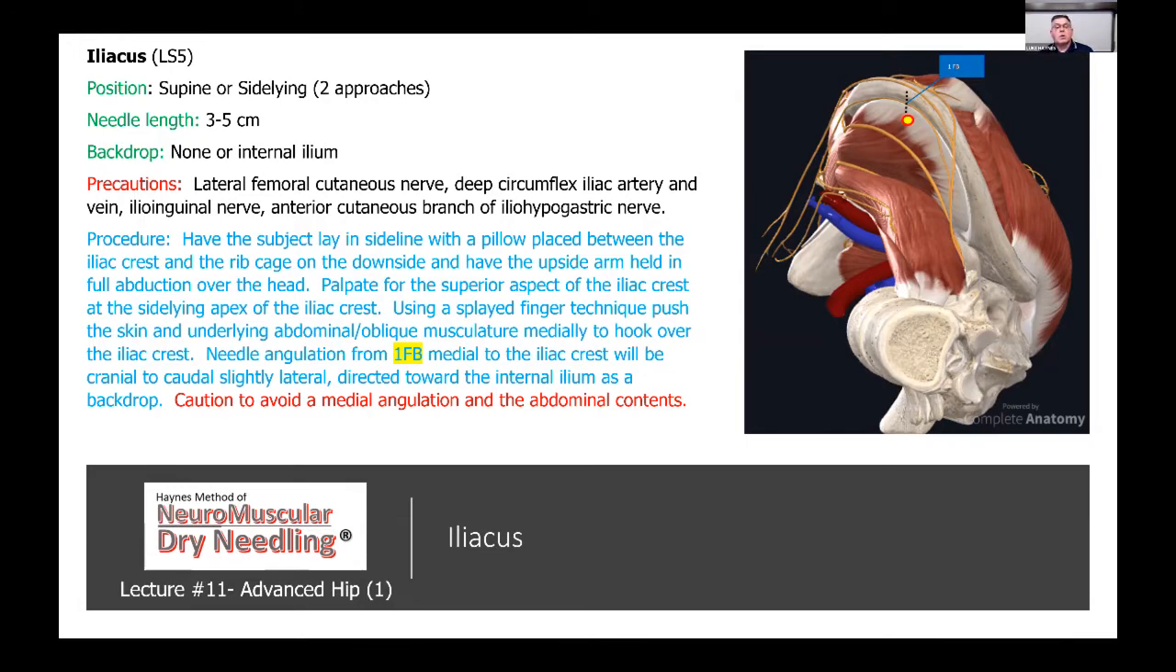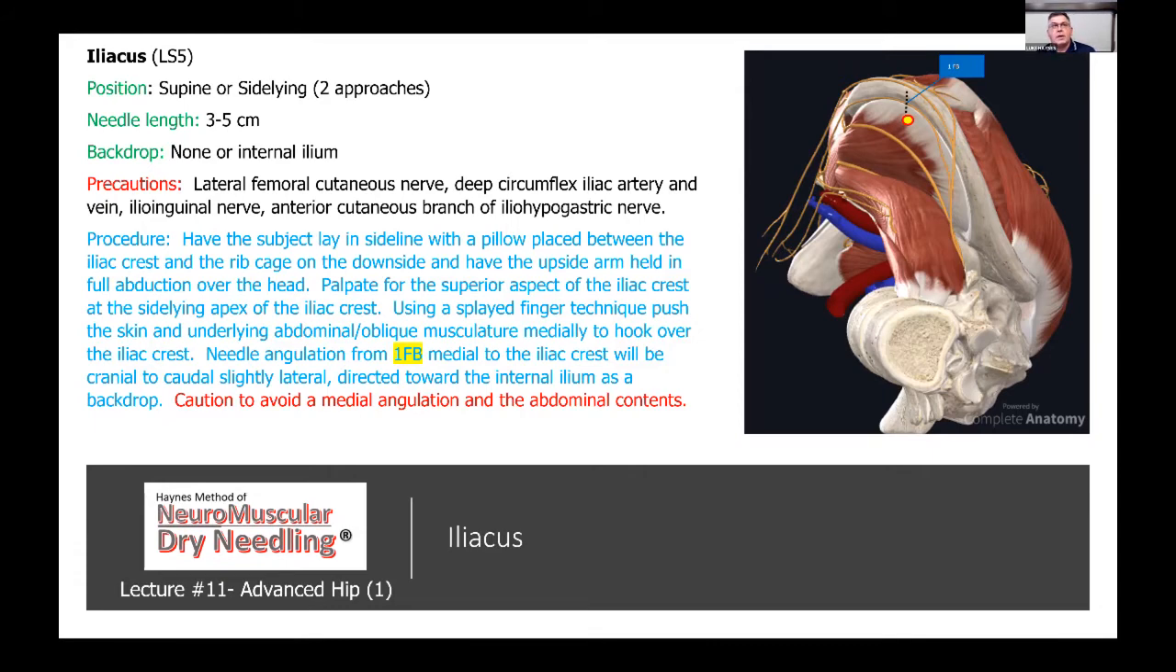the iliac crest. We're going to use a splayed finger technique and push the skin and underlying abdominal oblique musculature medially to hook over the iliac crest. Here, the needle angulation is going to be from 1 finger breadth medial to the iliac crest, and it will be cranial to caudal with a slight lateral angulation directed toward the internal ilium as a backdrop. Absolute caution here to avoid medial angulation toward the abdominal contents.